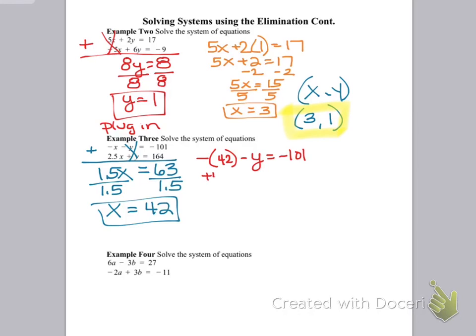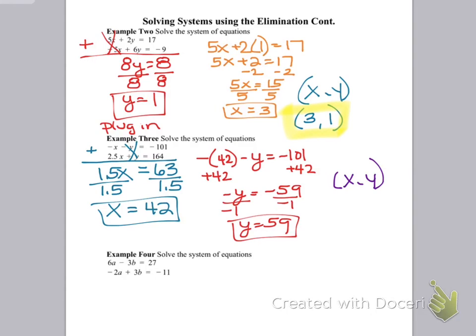So I'm going to add 42 on both sides. So I have negative y equals negative 59. I don't want that negative there, so I'm going to divide by negative 1 on both sides, and y equals 59. Okay, remember, I don't want your answer like this. You need to write it as a point. Remember, our point goes x, y. So our point is 42, 59.